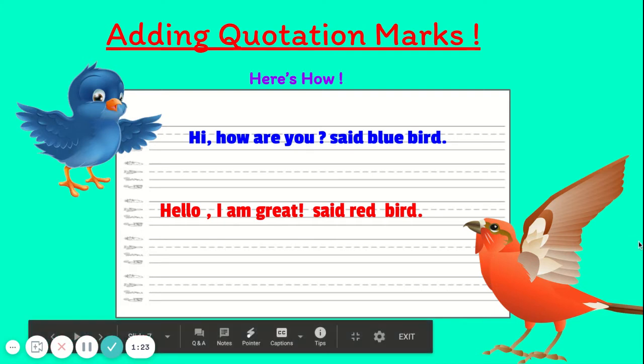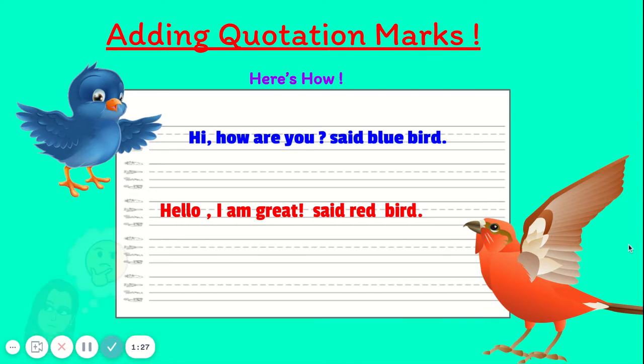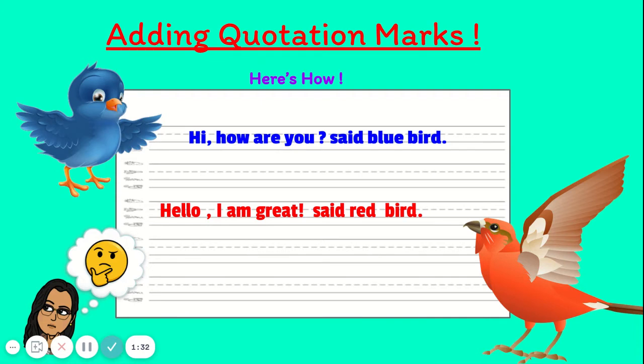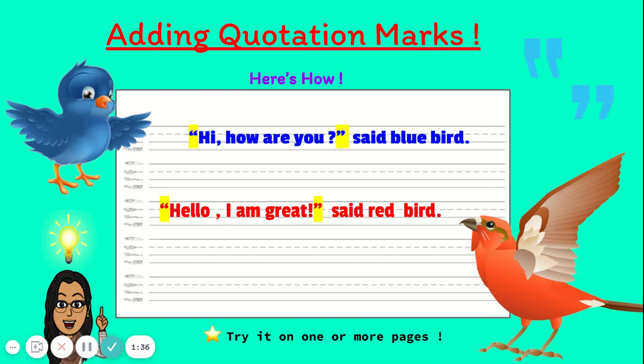"Hi, how are you?" said Bluebird. "Hello, I am great," said Redbird. This is definitely a dialogue. They're having a conversation, but there are no quotation marks.